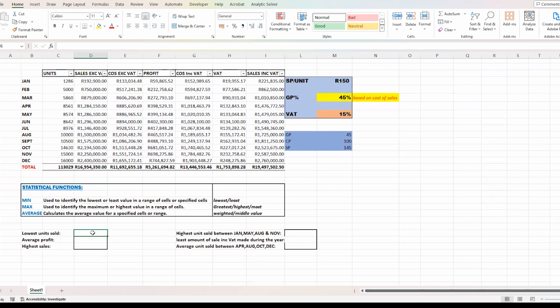So how do you go about it? Remember, the number one rule: always start the formula with an equal sign. So equals, minimum.